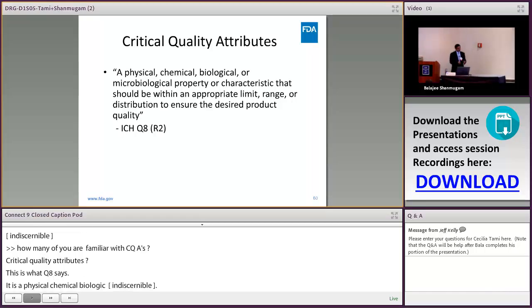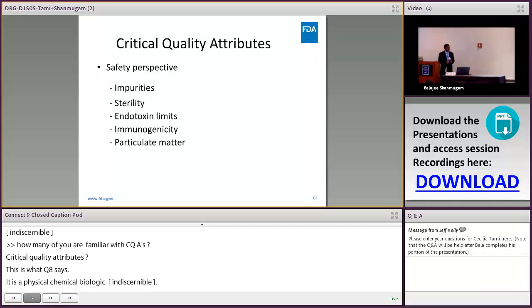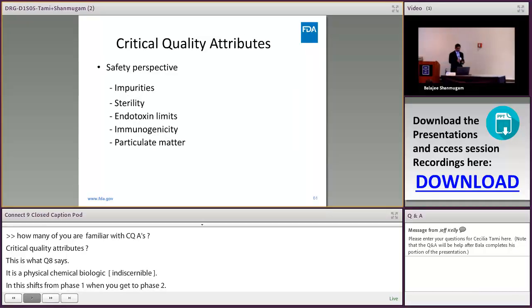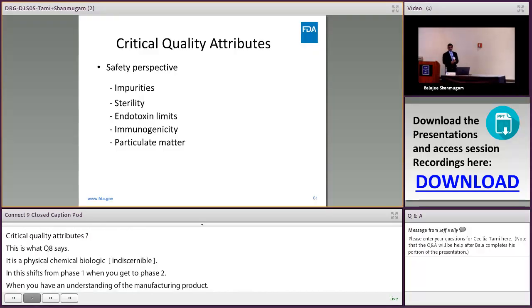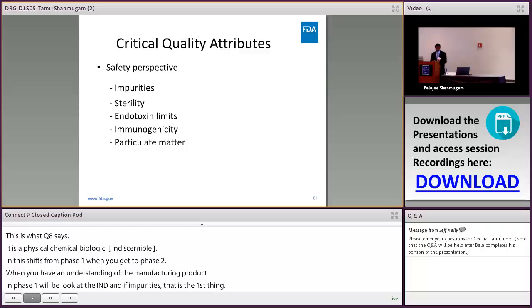But from a phase 1 perspective, when we look at the IND from a safety standpoint, the first thing is impurities. Qualification is handled by the pharm-tox colleagues, who will look at it and say, where is the tox lot? Where is the clinical lot? Sometimes you don't have a clinical batch manufactured when the IND is in.